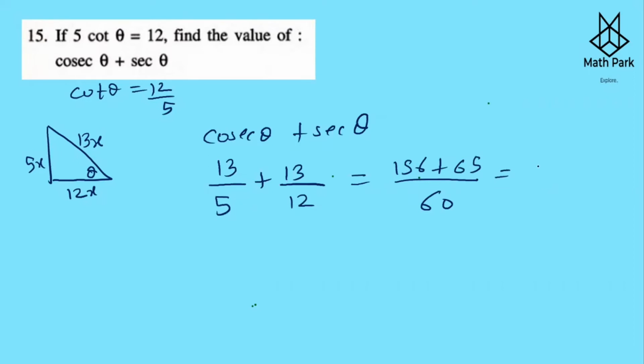So 156 plus 65 is 221 upon 60. When I find the mixed fraction of this, 6 4s are 24, 6 3s are 18, so 180, 180 plus 41. So this is how we get 3 41 by 60.